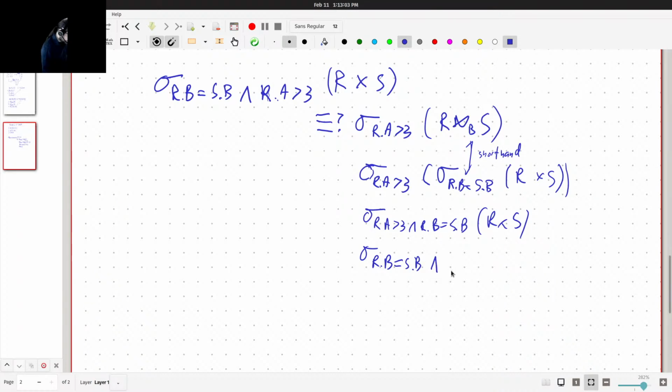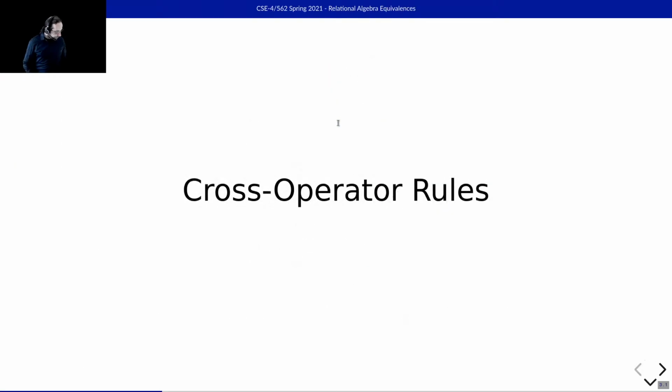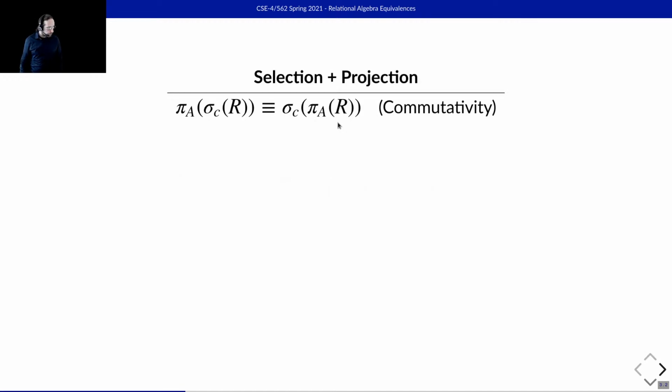And then the same R A greater than 3 of R cross S. And great, we've shown that the two are the same. Great, okay. So there's a little bit of a warm up. Now let's talk about how the different operators interact with each other.